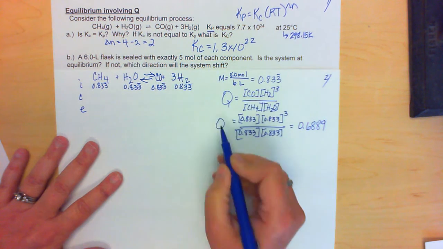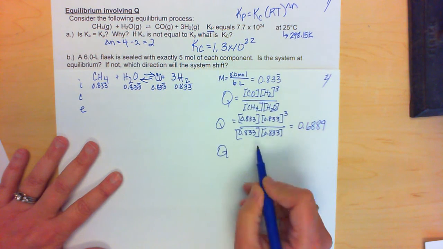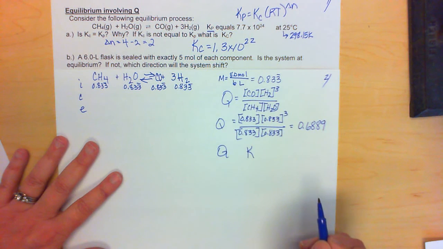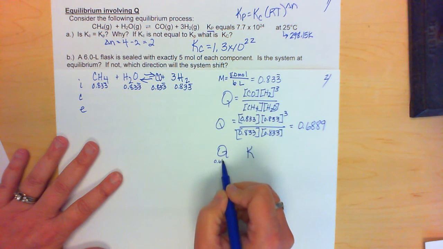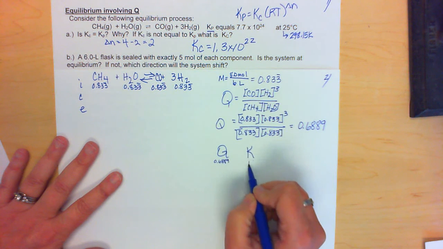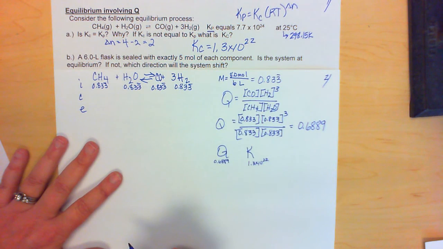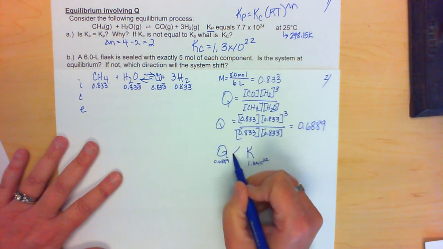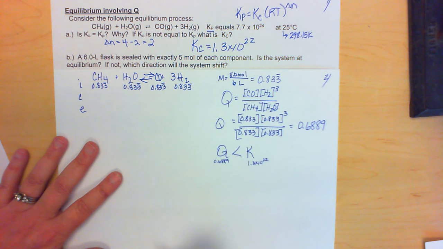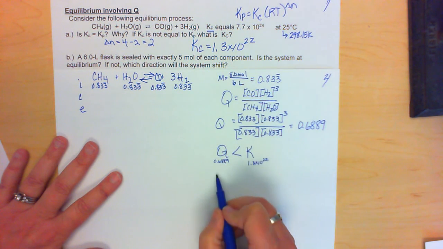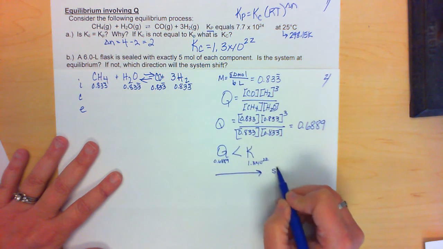So that's Q. The question then becomes Q's relationship to K. Well, Q is 0.6889. K is 1.3 times 10 to the 22nd. Okay, well that's a humongous difference. So we can honestly say that Q is less than K. If Q is less than K, then that means that we have too many reactants. We need more products. So the shift is going to be to the product side.